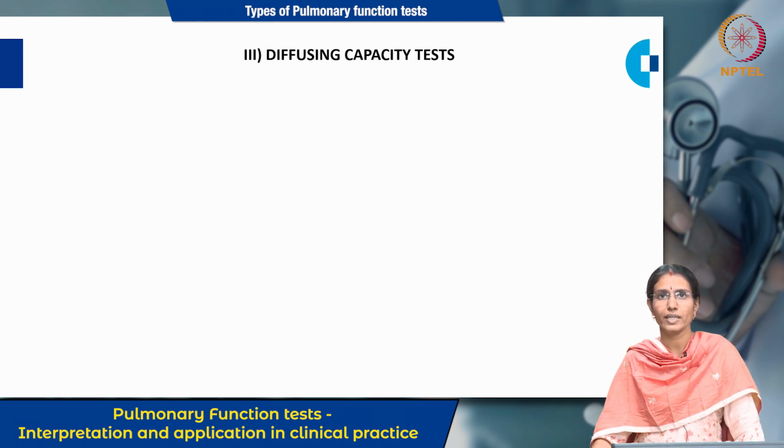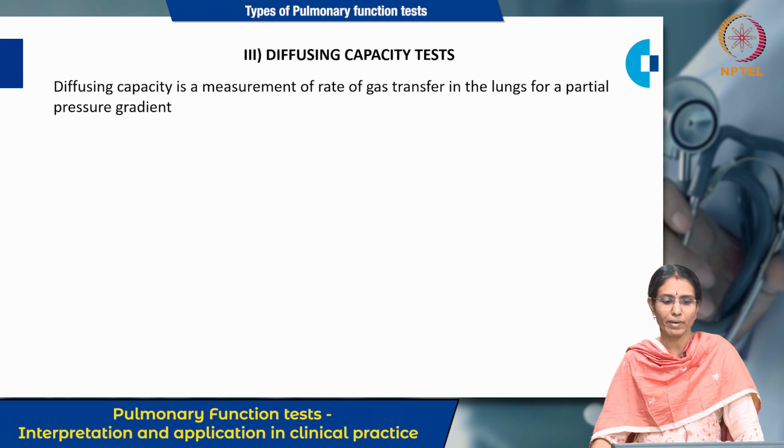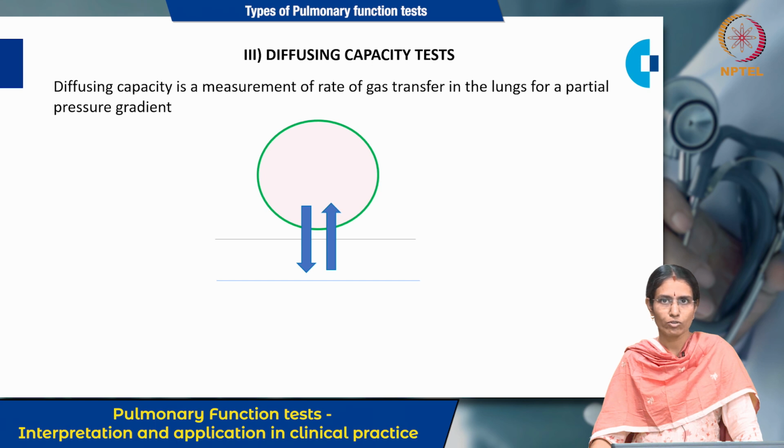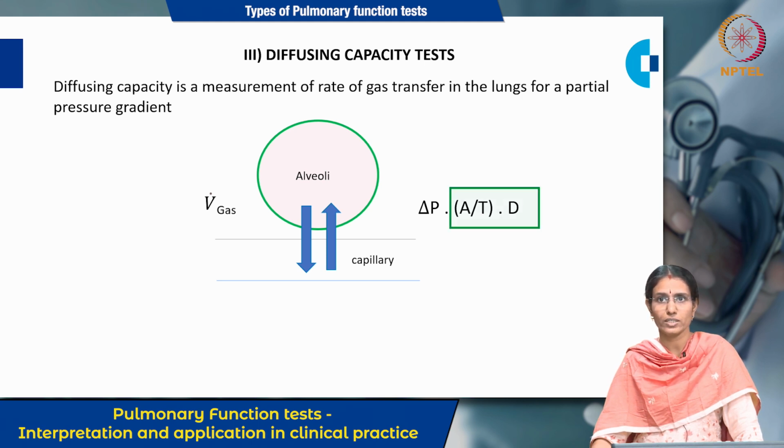The third one is the test to assess the diffusion capacity of the lung. What is it? Diffusion capacity is a measurement of the rate of gas transfer happening at the level of the alveoli. This is a schematic representation of the alveolar capillary membrane where the gas exchange happens. The rate of transfer of the gas is proportional to the pressure difference across this alveolar capillary membrane, and it also depends on other factors like surface area, thickness of the membrane, and the diffusion constant. Put together, you can call this diffusion capacity of the lung.